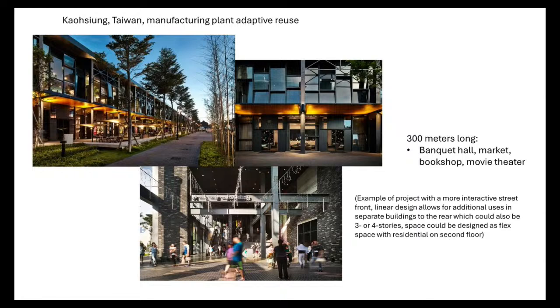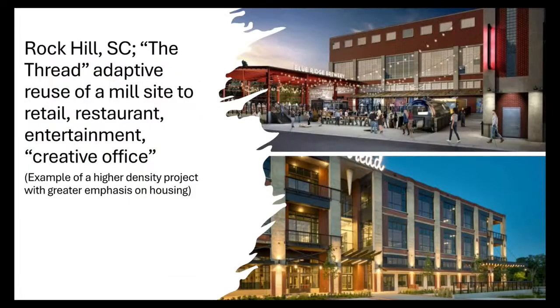This one's in Taiwan, reuse of a manufacturing plant. Again, an opportunity for adaptive reuse with banquet hall, market, bookshop, movie theater. It has more interactive street fronts. It allows for additional uses in the buildings, 3 to 4 stories. Again, flex use as a use in Truckee that could be adapted here with potential residential.